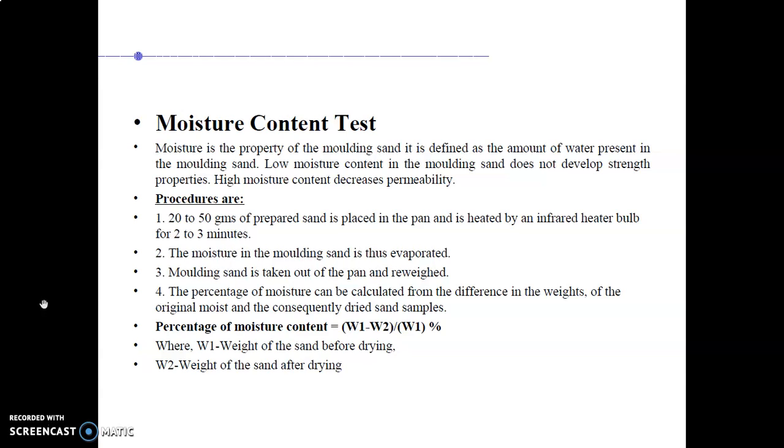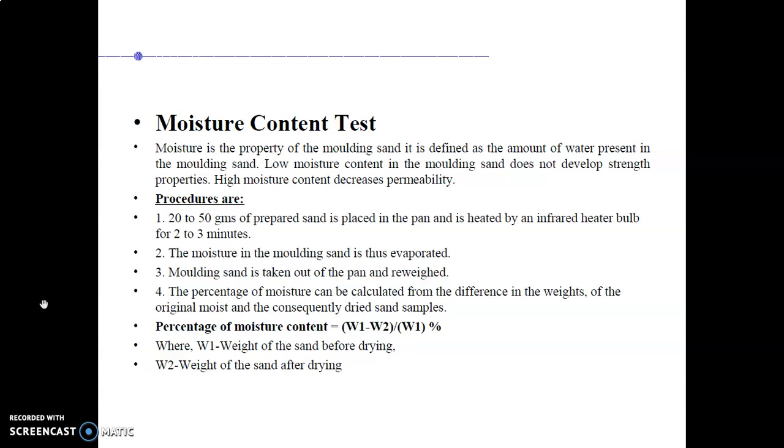Basically, moisture content is the amount of water present in the molding sand. Moisture is a property of the molding sand. Low moisture content in the molding sand does not develop the strength property. If there is high moisture in the molding sand, it decreases the permeability. So it is very important to check the moisture content in the molding sand to get better quality.